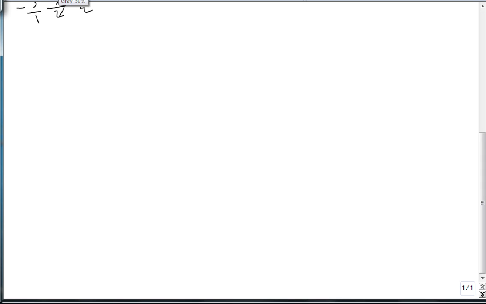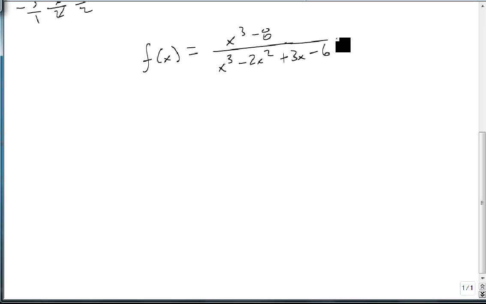Likewise, we can reduce a rational function. Suppose f of x is x cubed minus 8 over x cubed minus 2x squared plus 3x minus 6. In here, we take a look and we start with the top. We say, oh, this is a difference of cubes. And so we use the formula.